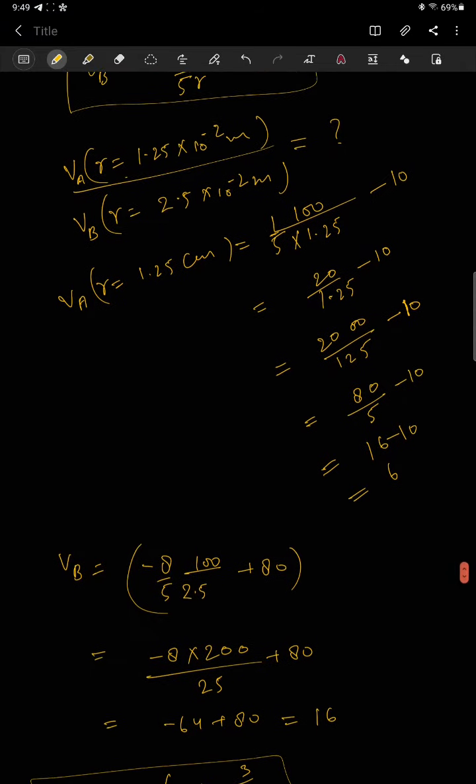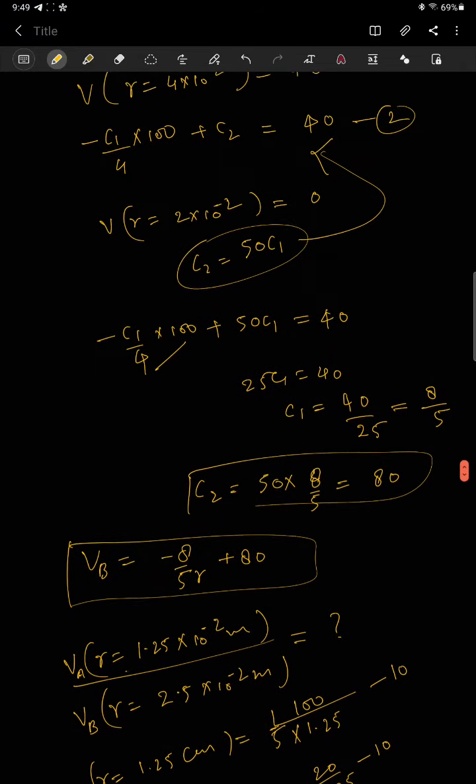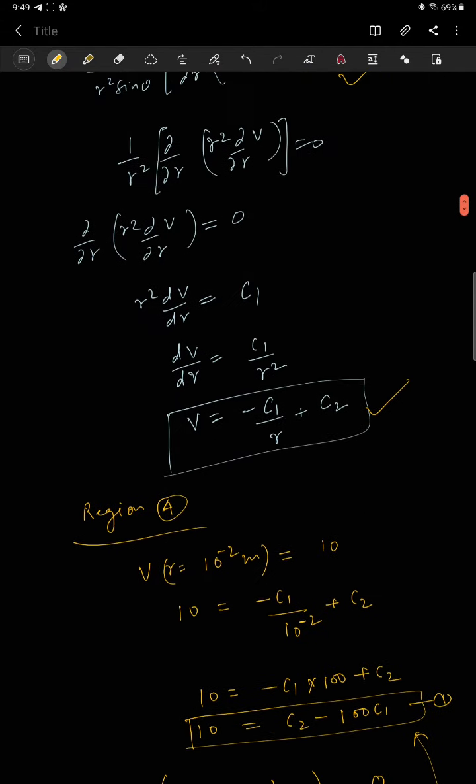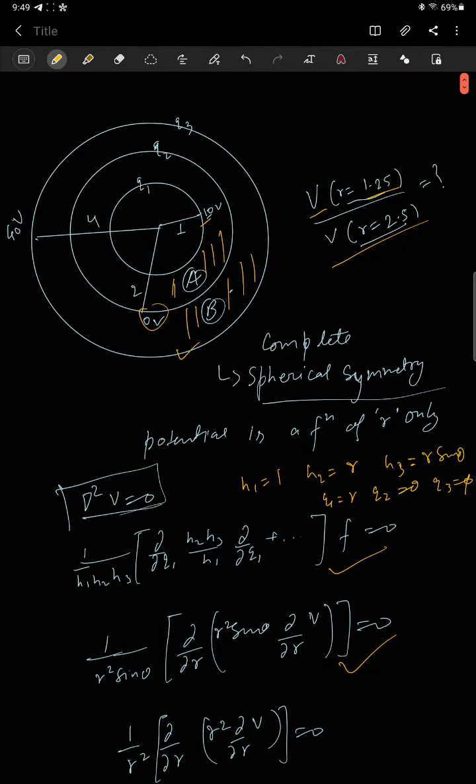So it is clear here that the answer is not matching with any option. So maybe the options are incorrect, but this is the solution which is correct.